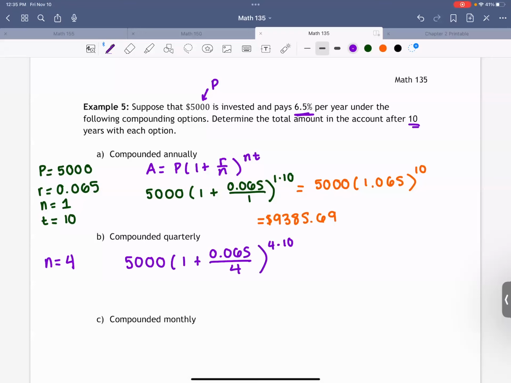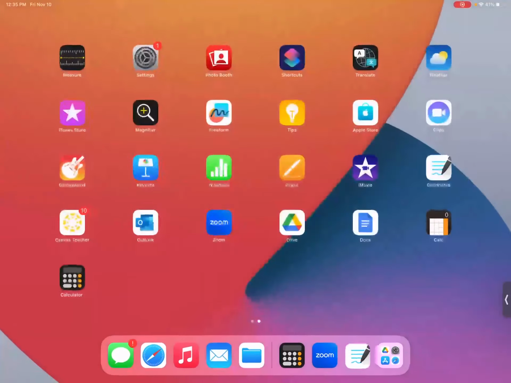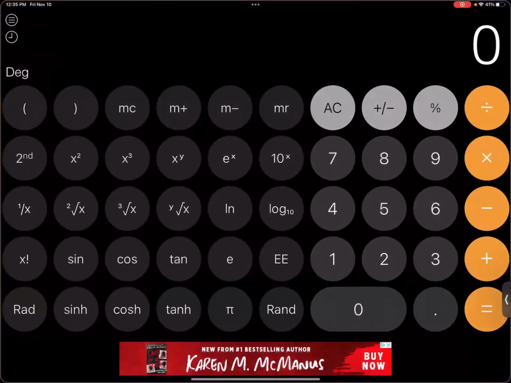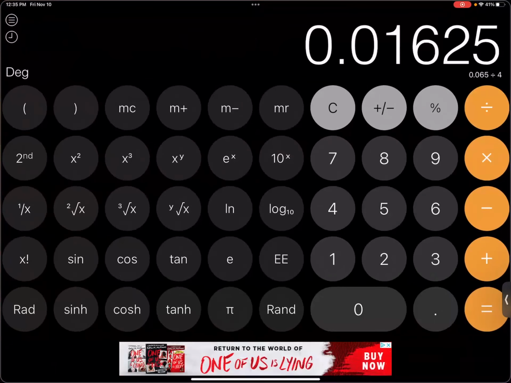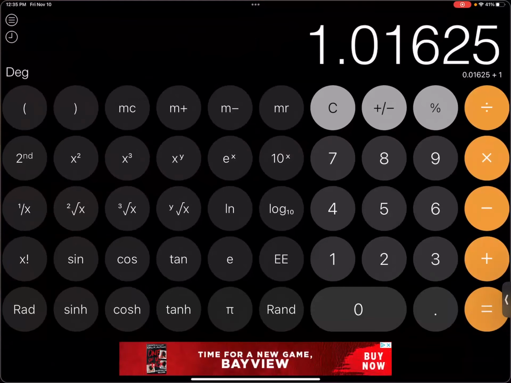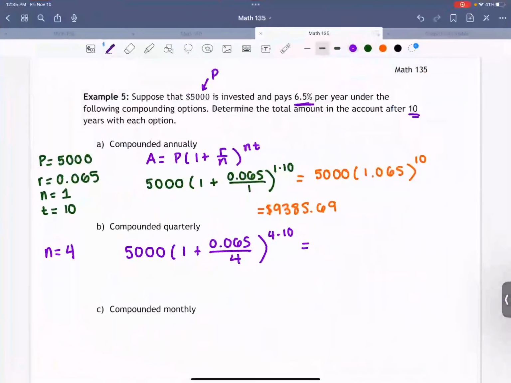Whew, okay. So let's go ahead and figure out what these are. If you're using a bad calculator like I am, I would go in my calculator, do the 0.065 divided by 4 first, add 1 to it, and then write that down. Okay, so we have 5,000 times 1.0163, and 4 times 10 is 40. So that goes in the exponent.